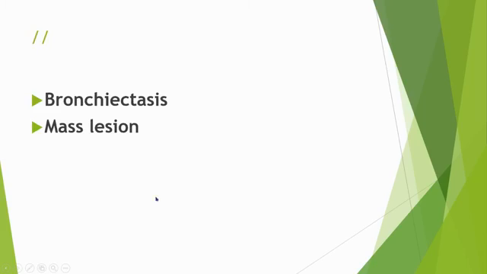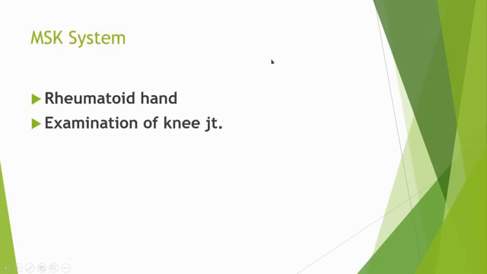Then bronchiectasis: you should know the causes of bronchiectasis. What else do you want to know? I want to know about cyanosis, and I want to examine for clubbing also. Same questions. Rheumatoid hand examination.